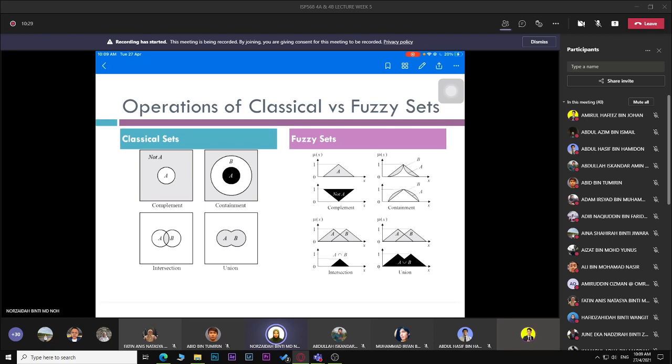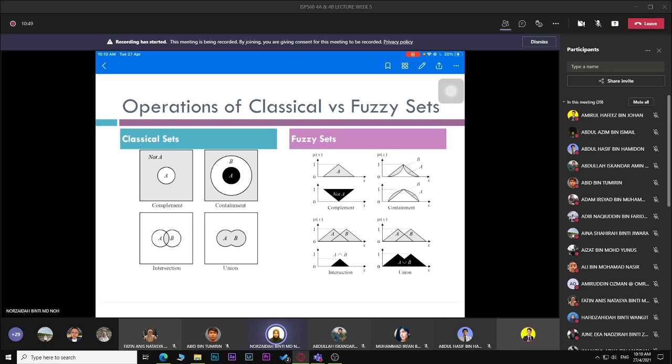When we talk about classical sets, we always talk about which element belongs to which set. But when we talk about fuzzy sets, it's always about how much this element belongs to the set. Okay, so it has different meanings. So when we do some operations on it, the operation will be a little bit different.